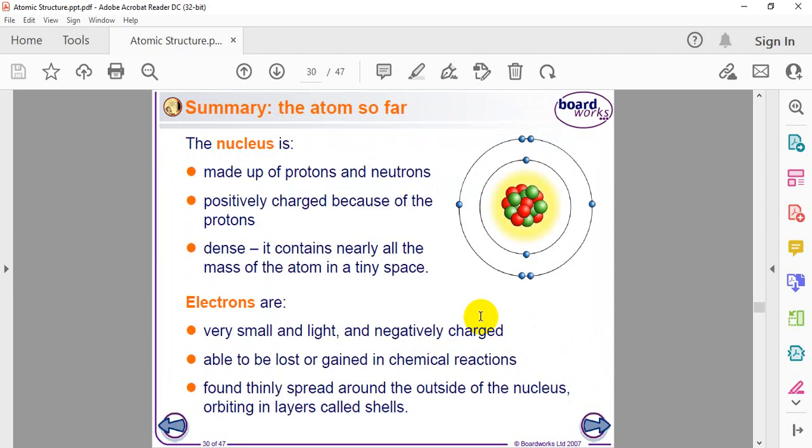In summary, the nucleus is made up of protons and neutrons. There is the area, green balls for neutrons, red balls for protons. The nucleus is positively charged because of the protons. Protons, like I said, bear a charge of 1+.